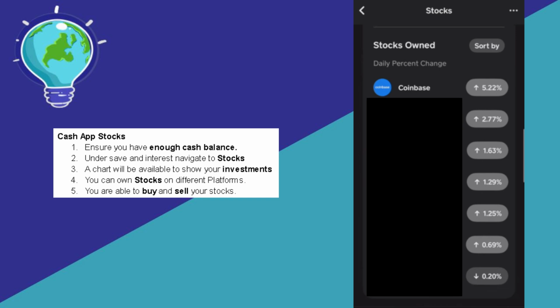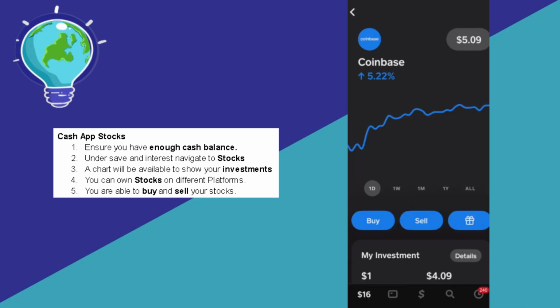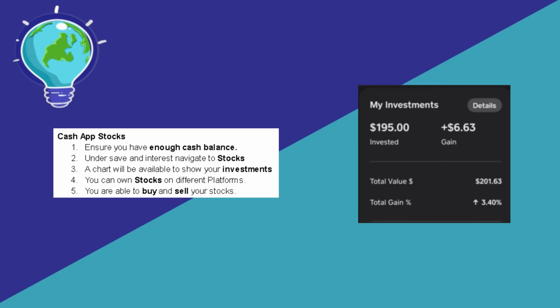You could open one of these platforms if you want, and you are able to actually sell or buy more stocks. As you can see here, there are buy and sell options. You could also give it to someone else if you prefer. You are able to view your statistics on your different investments on different platforms over here as you scroll down. You will be able to see total value, total gain, and so on and so forth.